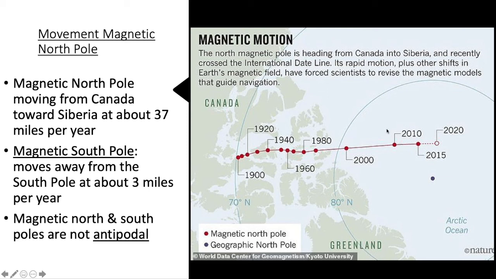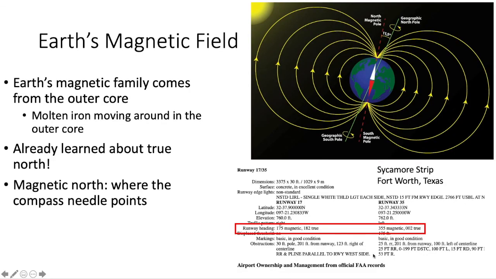This is important because, if I go back here, I can tell you that the FAA issues guidance to pilots every year telling them how much you need to correct your compasses by, because the magnetic North Pole has been moving.